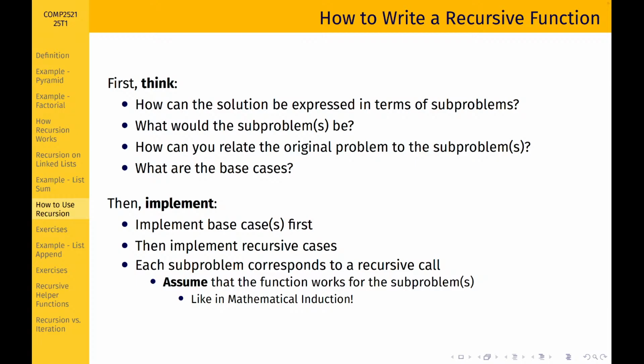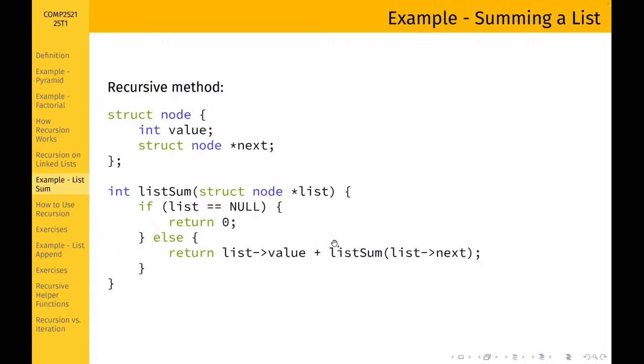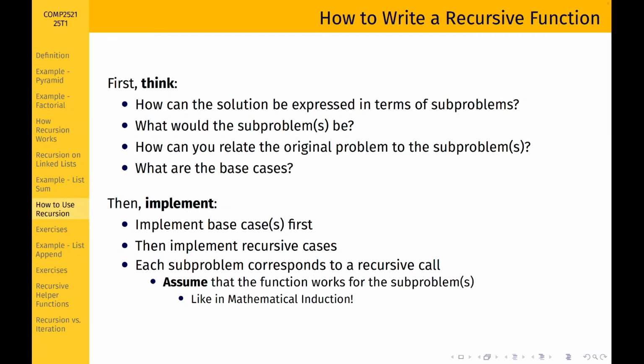So in the case of summing a list, summing the rest of the list means we call the function recursively on list next. And that's what it means. So each subproblem typically corresponds to a recursive call. And when you make the recursive call, I recommend that you assume that the function already works for the subproblem. So when we're writing this function and we call list sum on list next, you assume that the function already works on list next, so you assume that it gives you the sum of the rest of the list. And then you can add on list value. So you have to assume that it works because you haven't finished writing the function yet. How do you trace through what the function does if you haven't finished writing the function? So assume that the function works already, and then go from there.